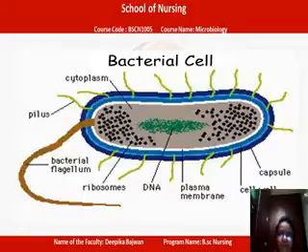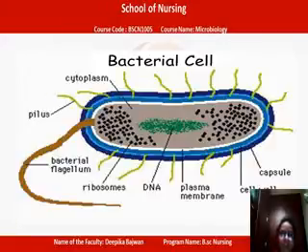Now we come to the next structure. You can see the green short thread-like structures present all over the bacteria. This green structure is known as a pilus. The pilus is a thread-like structure which is responsible for the transfer of genetic material, or you can say it is an organ of reproduction in bacterial cells.